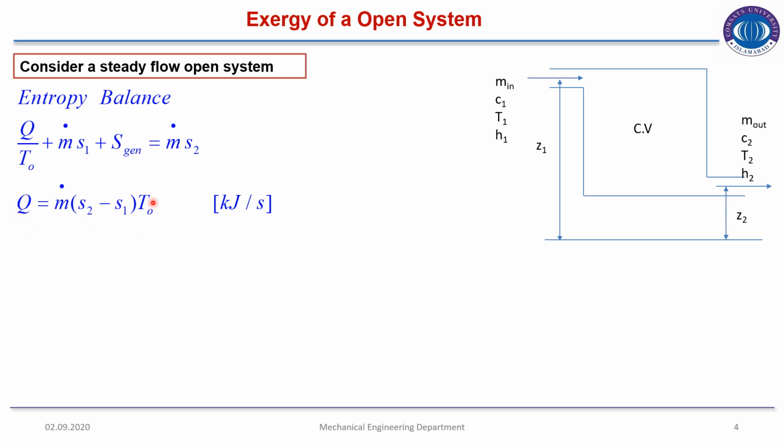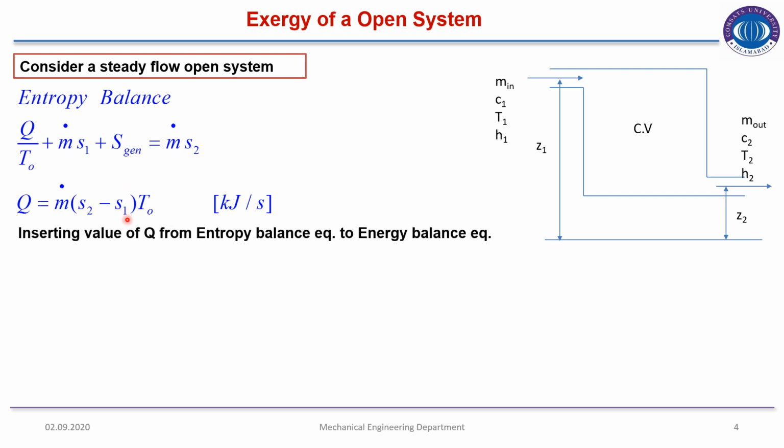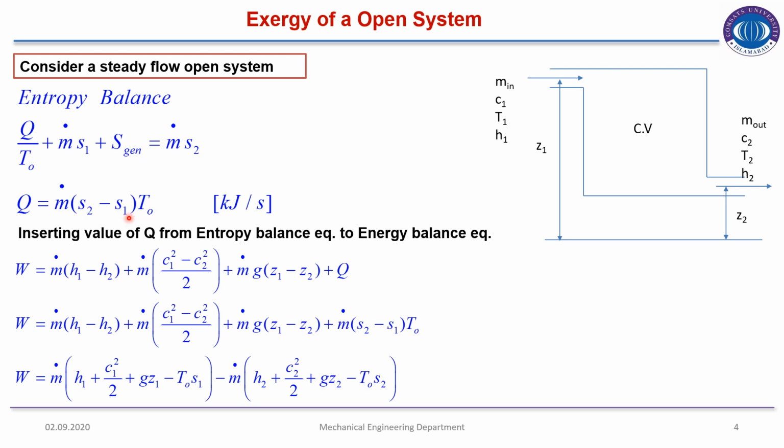So the relation for Q from the entropy balance is Q is equal to m dot into S2 minus S1, that is the change of entropy between state 2 and 1, into T naught, that is the temperature of the ambient. So with the help of the entropy balance equation we have calculated the value of Q, that is heat transfer. So we will insert the value of Q from the entropy balance equation into the energy balance equation.